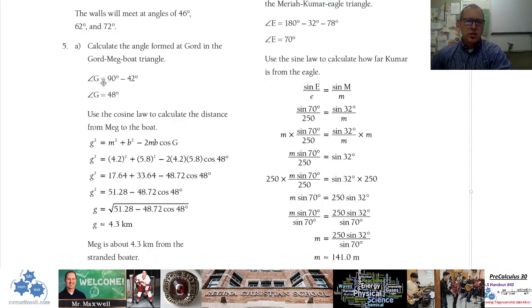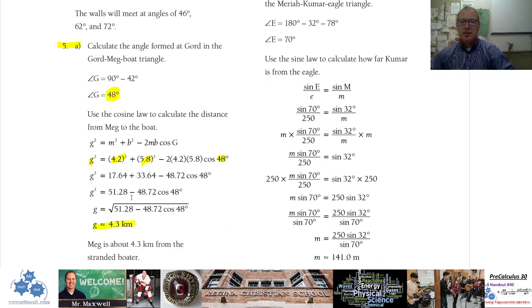Okay, so here's the solution manual for 5A. You see this over here? 4.3 is your answer for 5A. So we got the 48 angle. That's great. We used our cosine law. They used a G instead of an M there. And then, of course, cos 48 on the other side. Square the other two sides, so and so. So both 4.3. Okay, there's 5A.